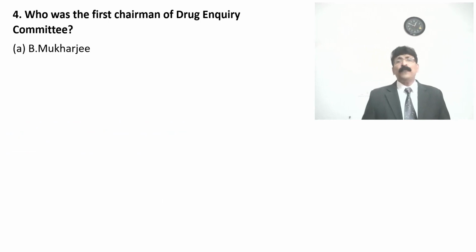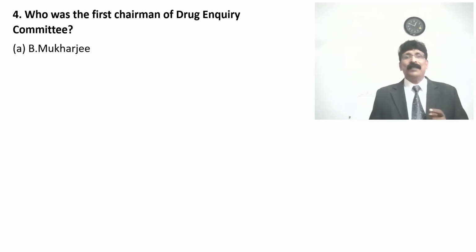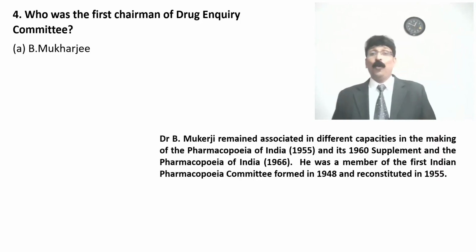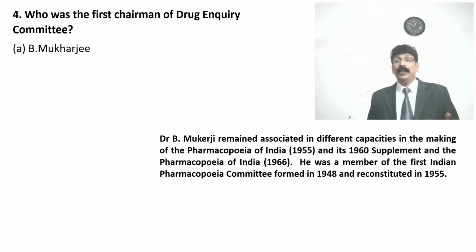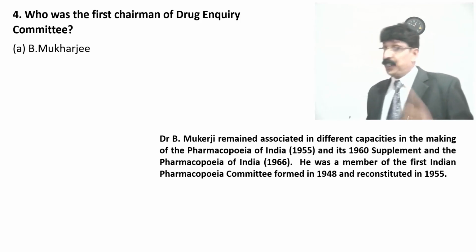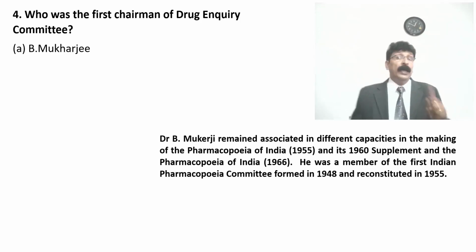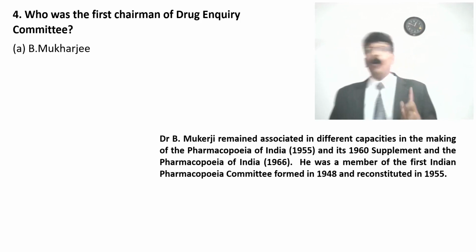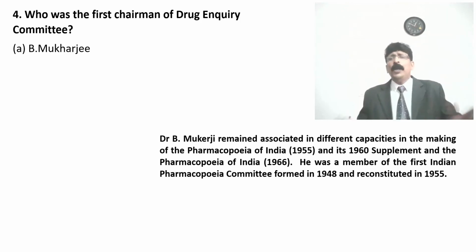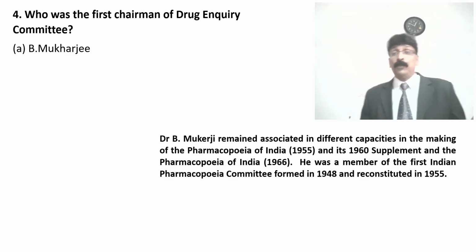Who was the first chairman of Drug Enquiry Committee? First chairman. Given a choice, B. Mukherjee. We should know who is Mukherjee because he is related to pharmacy. So you should know Dr. B. Mukherjee remained associated in different capacities in making the Pharmacopoeia of India in 1955 and 1960 supplement, and also the Pharmacopoeia 1966, which was a big volume. It was a very famous one. Still it exists from 1966, and now we have developed up to 2024.